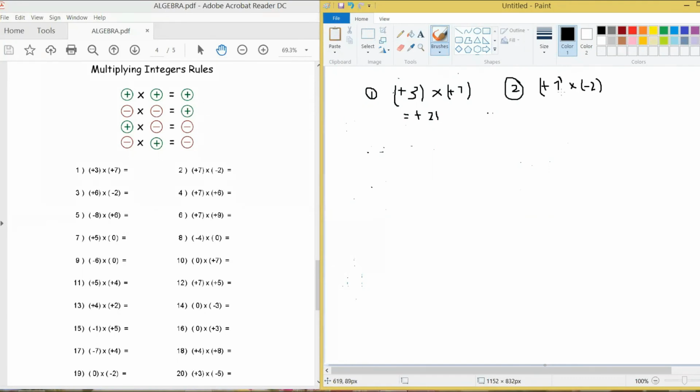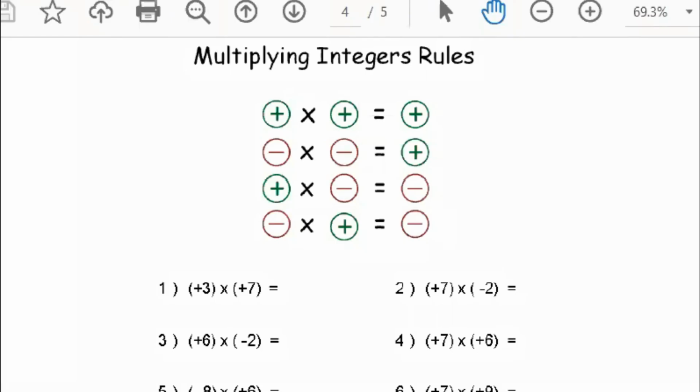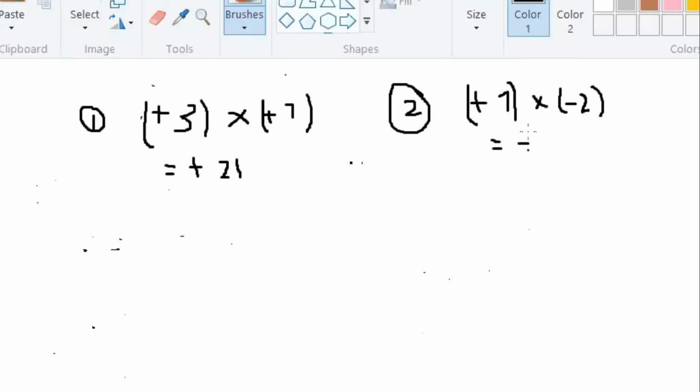The others can continue working. I'm just going back over this for the students who don't understand. So we have positive multiplied by negative. So let's look at our rule over this side. Positive multiplied by negative gives us a negative answer. So I safely put my negative sign there. 7 multiplied by 2 gives us 14. So that is what I was explaining to the students.